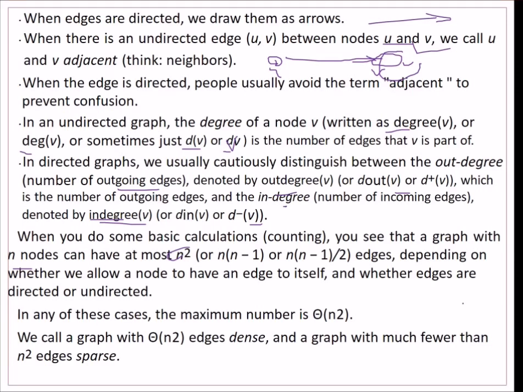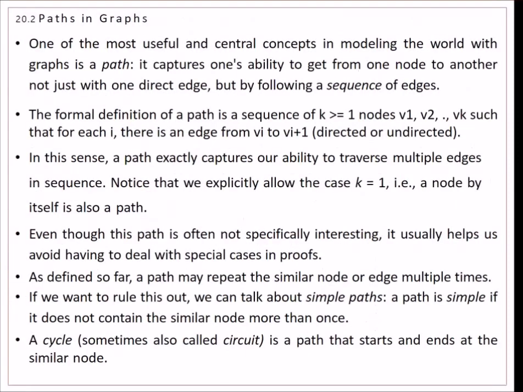One thing is very clear, that the number of edges should be order of n square or theta of n square at most. So we call a graph with order of n square edges dense, because this is the maximum possible, and a graph with much fewer than n square edges we call sparse. So dense and sparse.